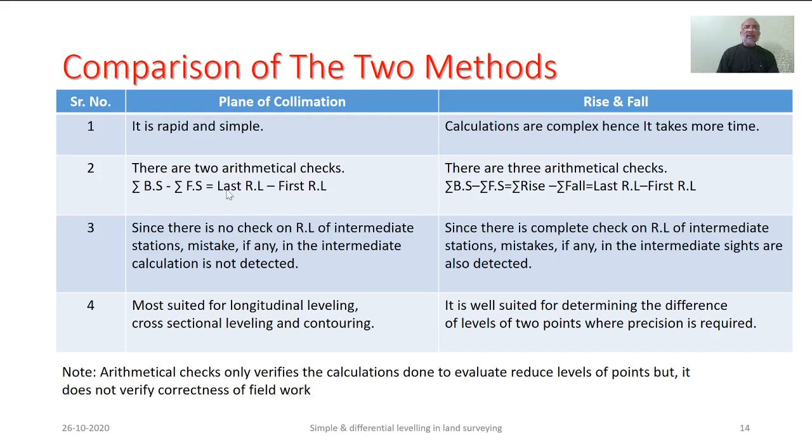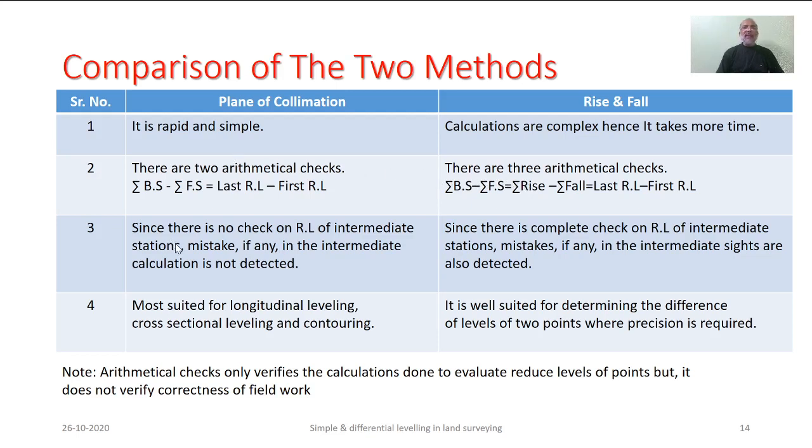So as you see, the RL of these particular stations can be worked out by the plane of collimation method or HI method and the rise and fall method. Comparatively, the plane of collimation method is rapid and simple. There are not many calculations. Whereas, in the rise and fall method, calculations are complex and hence it takes more time. The involvement of the checks, as shown in the problem, is very clear.